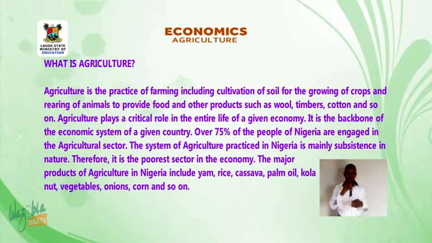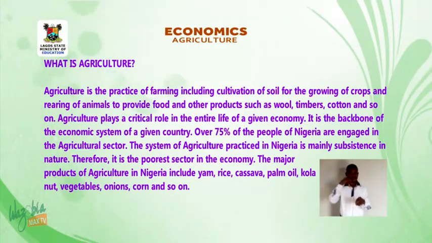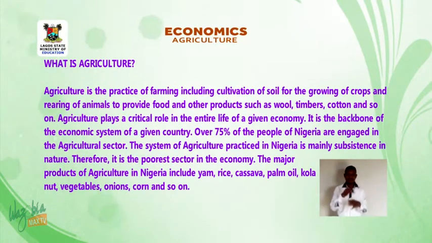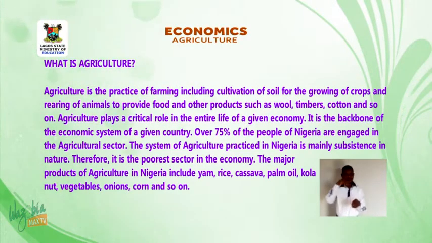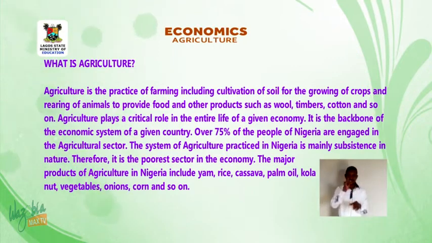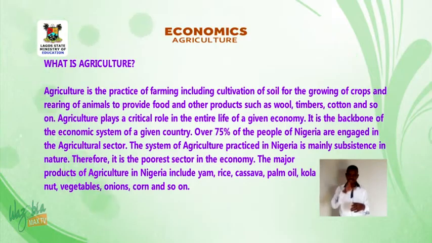Over 75% of the people of Nigeria engage in the agricultural sector. The system of agriculture practiced in Nigeria is mainly subsistence in nature. Therefore, it is the poorest sector in the economy. The major products of agriculture in Nigeria include yam, rice, cassava, palm oil, kola nut, vegetables, onions, corn, and so on.